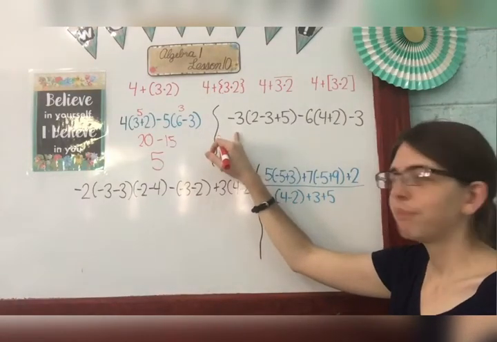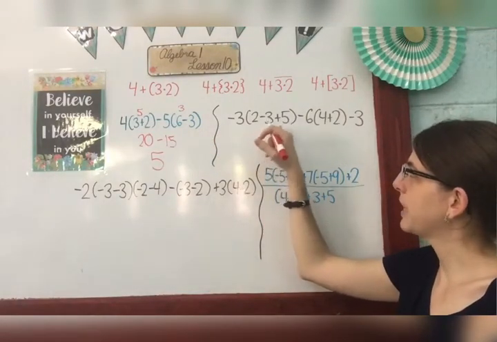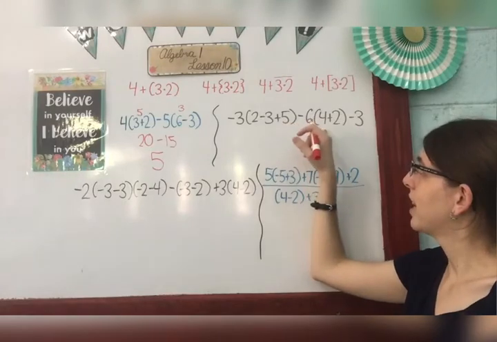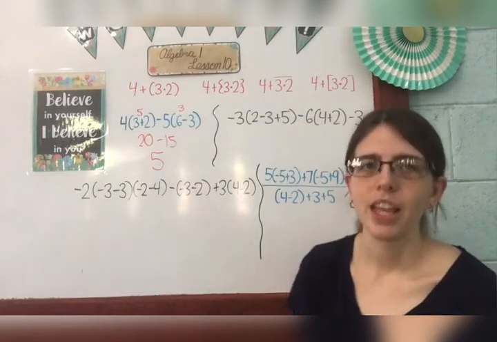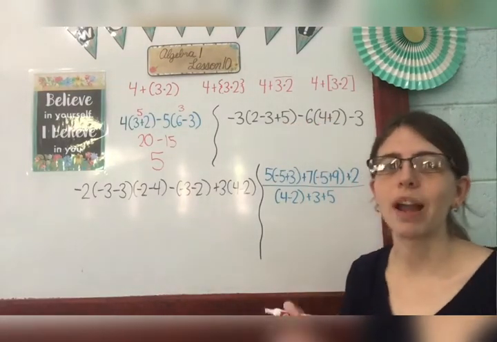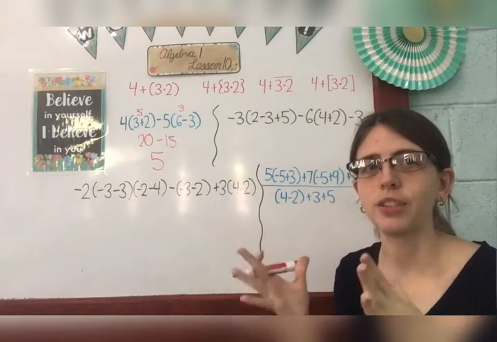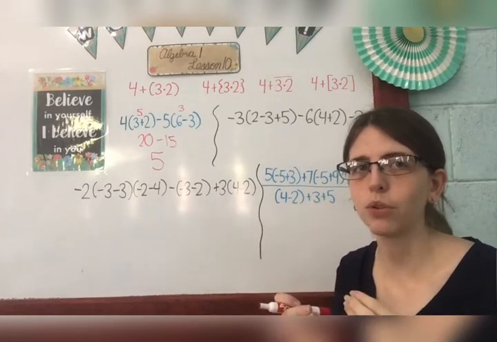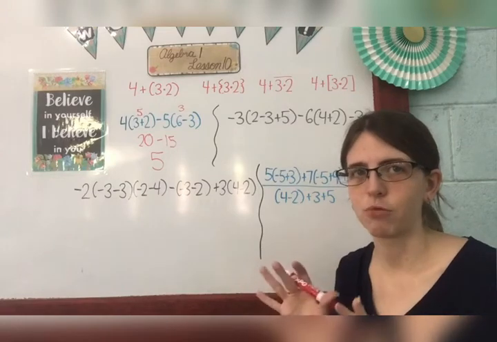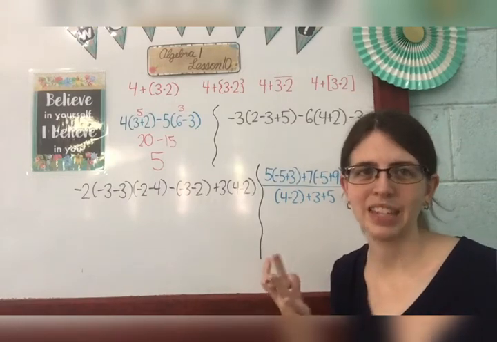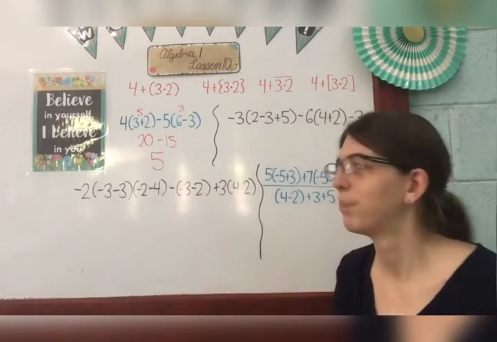Negative 3 times (2 minus 3 plus 5) minus 6 times (4 plus 2) minus 3. Now when we get into our negatives and our minus signs, we just have to pay very close attention and make sure we follow all of the rules when it comes to negatives, adding and subtracting, so that you don't make a silly mistake that's going to throw off your whole problem.